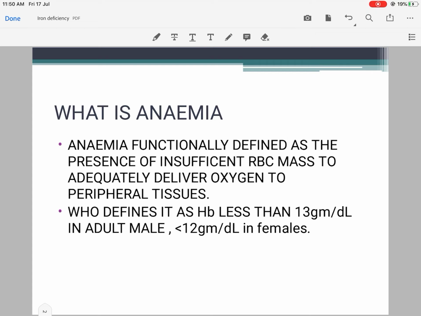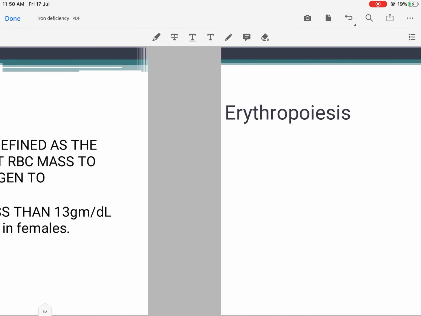So coming to the first important thing, that is the most useless part of any chapter, that is definition. So what is anemia? WHO defines anemia as hemoglobin less than 13 gram in an adult male and less than 12 gram in an adult female. If it is pregnant, then it is 11. So basically what anemia means is that the oxygen delivery to the peripheral tissues is insufficient. That insufficiency may be due to decreased RBC mass or decreased hemoglobin in the RBCs.